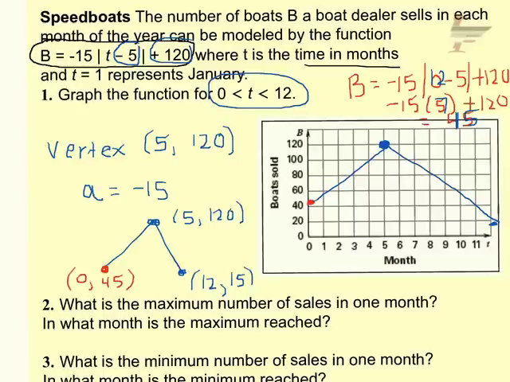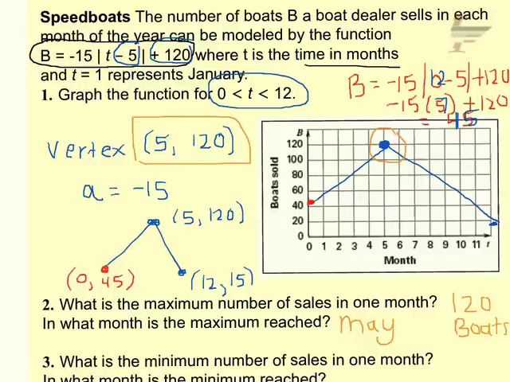Number 2 says, what is the maximum number of sales in 1 month? In what month was that maximum reached? Well, I think it is probably very obvious to you that this point up here is our maximum, and that point is our vertex, (5, 120). Now interpret what that means. It's the 5th month, so that would be May, and the number of boats sold was 120. So the maximum number of sales was 120 boats. So just interpreting what those numbers mean in context to the problem.